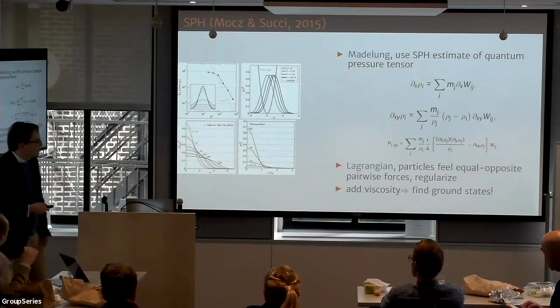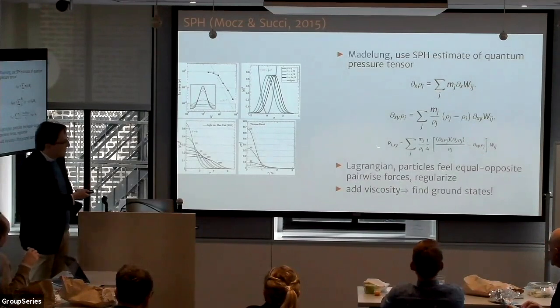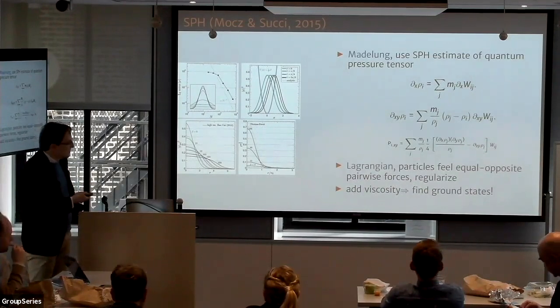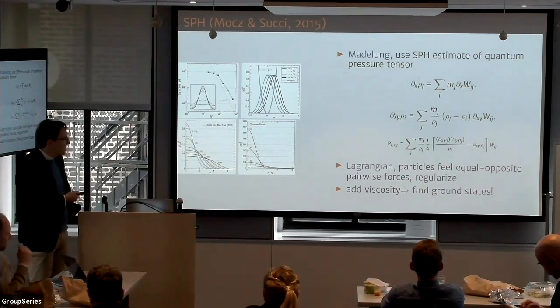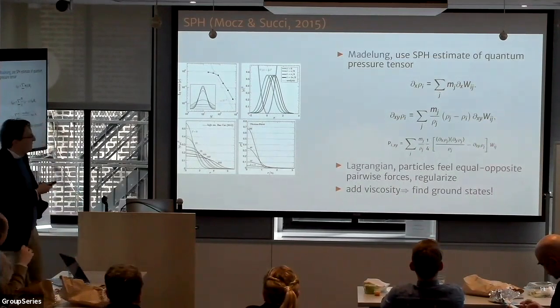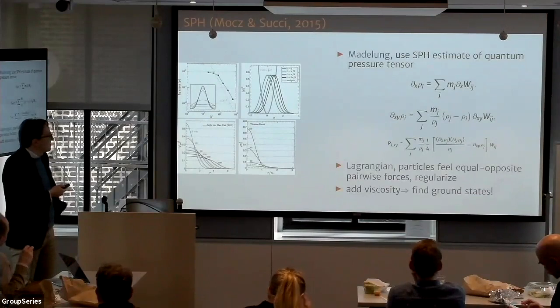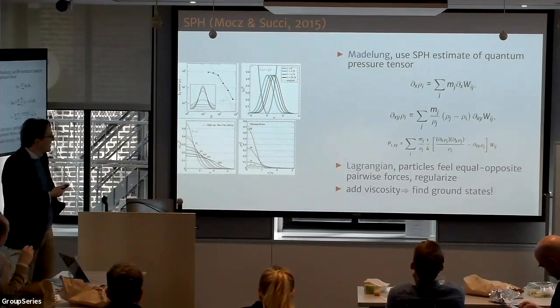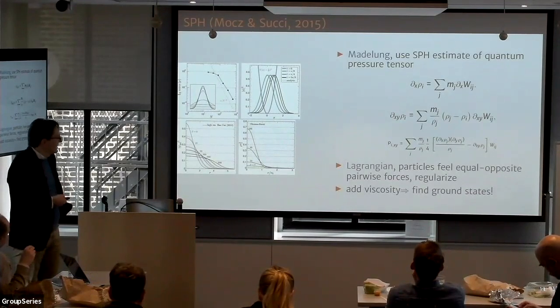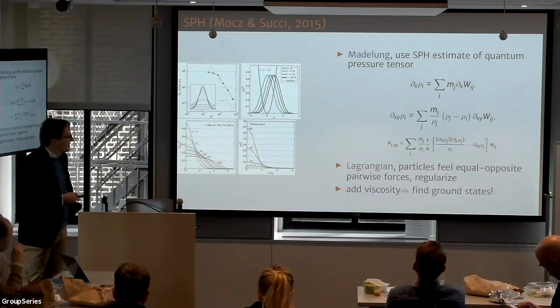But you can come up with a discretization for the pressure tensor. This is one way to do simulations. You can find motions in a harmonic potential as the simplest example. You can find ground states of Bose-Einstein condensates. You can recover Thomas-Fermi solutions.